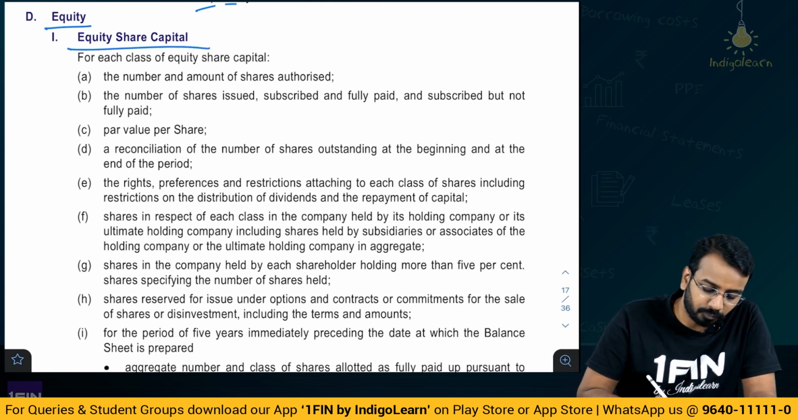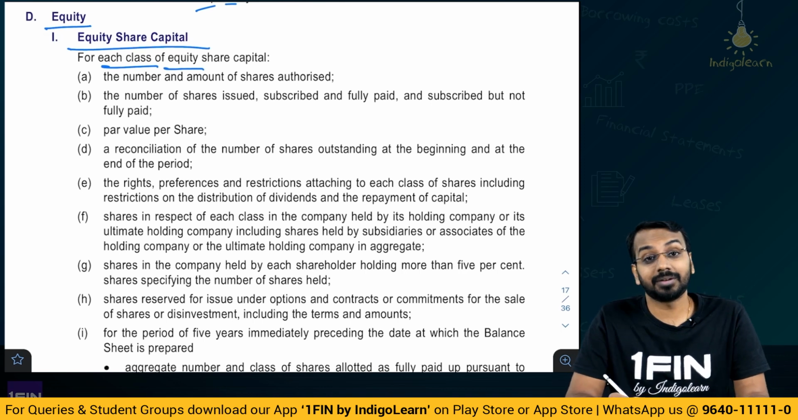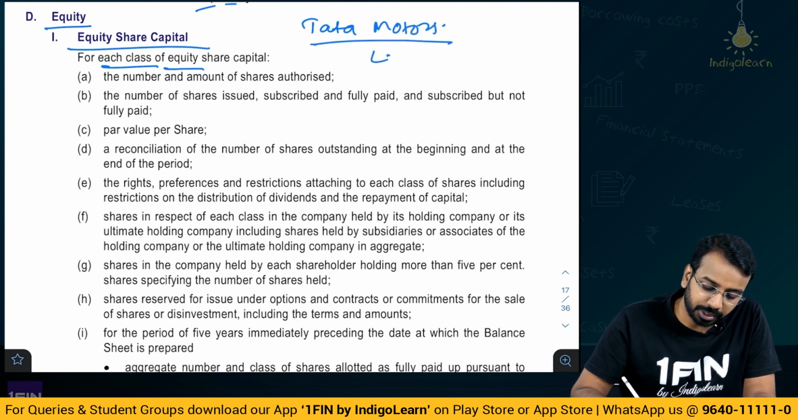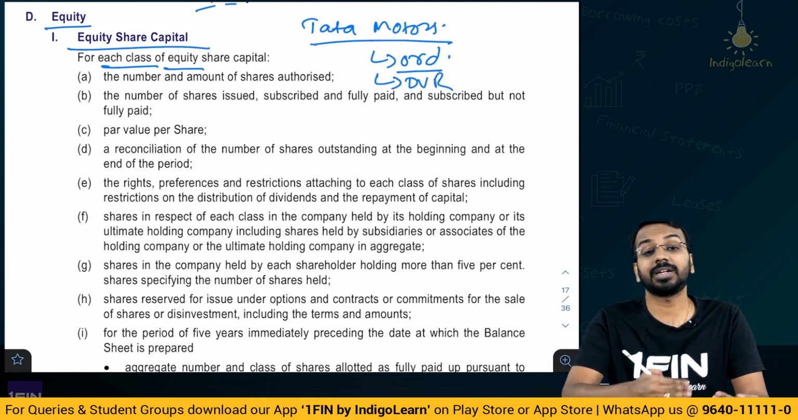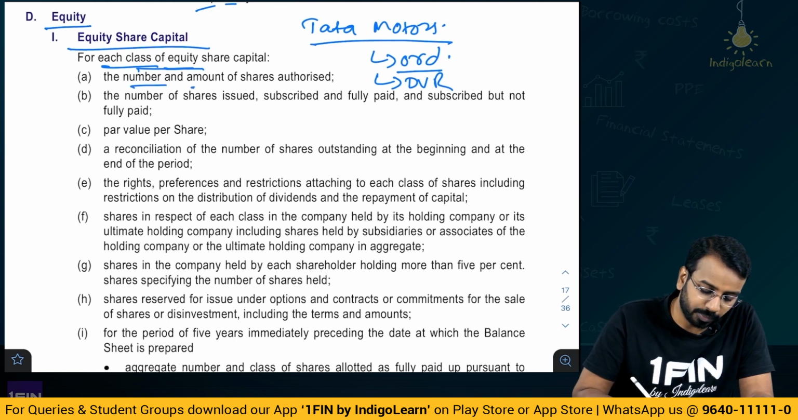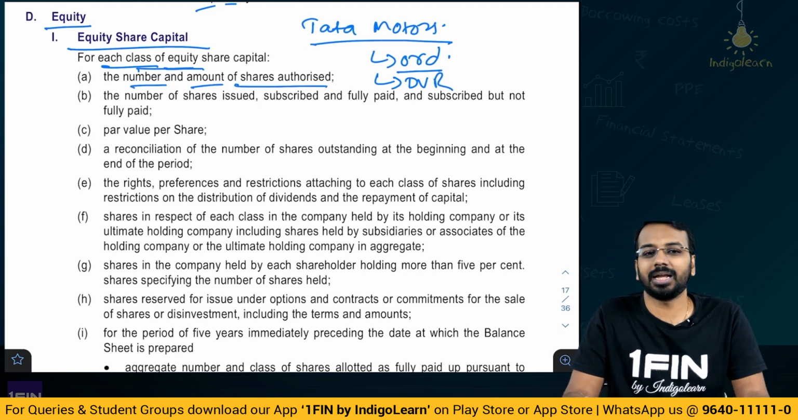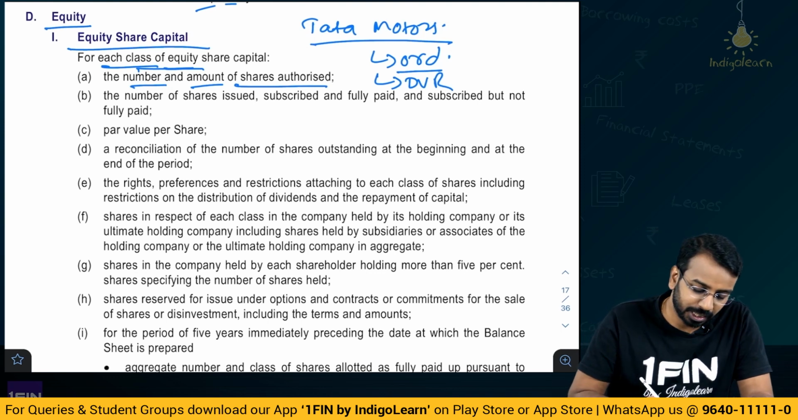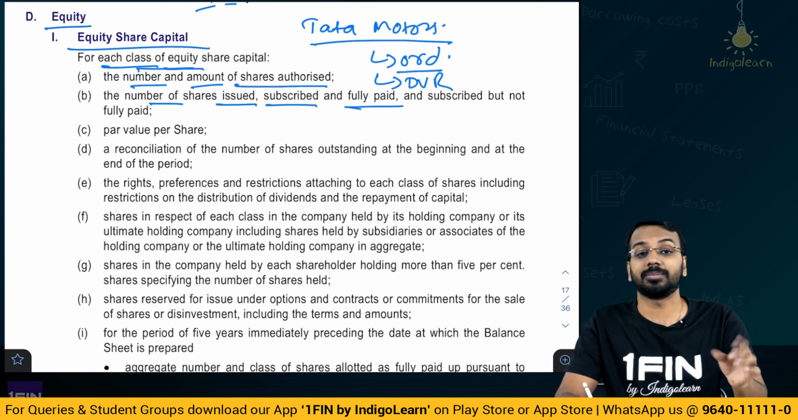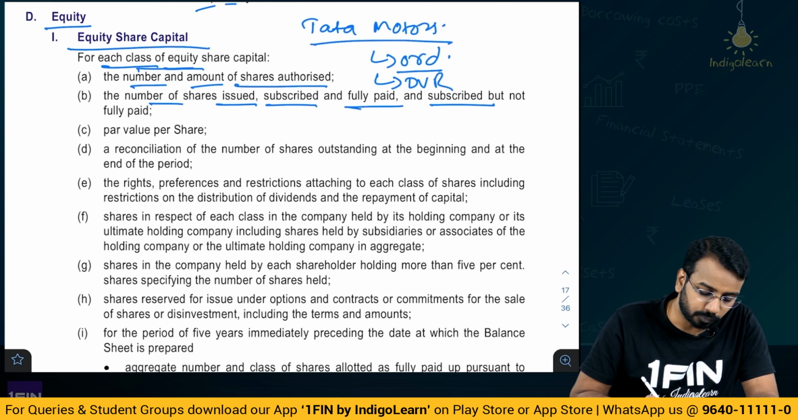Under that you have, for each class, so there can be different classes of equity share capital. For example, if you look at Tata Motors, you have ordinary share capital, you have share capital with differential voting rights. So if you have different classes of equity share capital, for each class, what is the number and amount of shares authorized? What we typically call authorized share capital. Number of shares issued, subscribed and fully paid. So out of authorized share capital, how much has been issued, how much has been subscribed and how much has been fully paid, and subscribed but not fully paid.